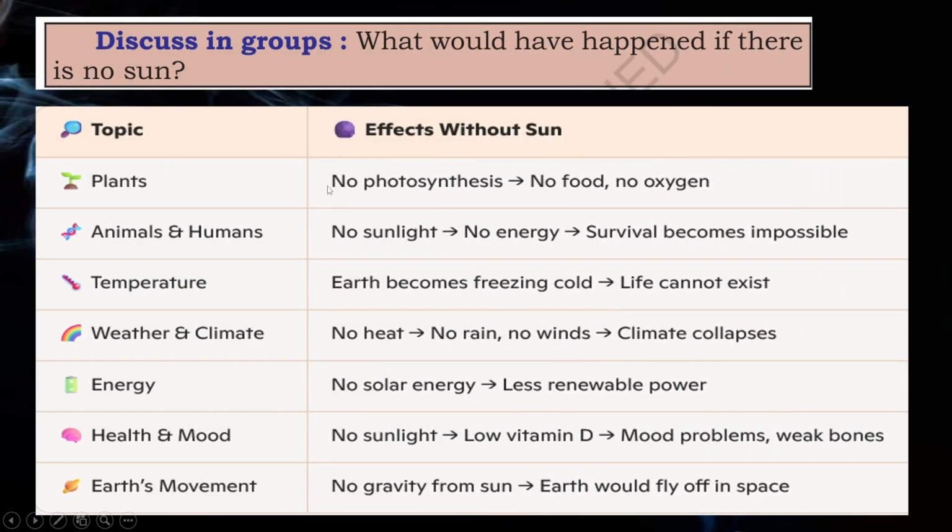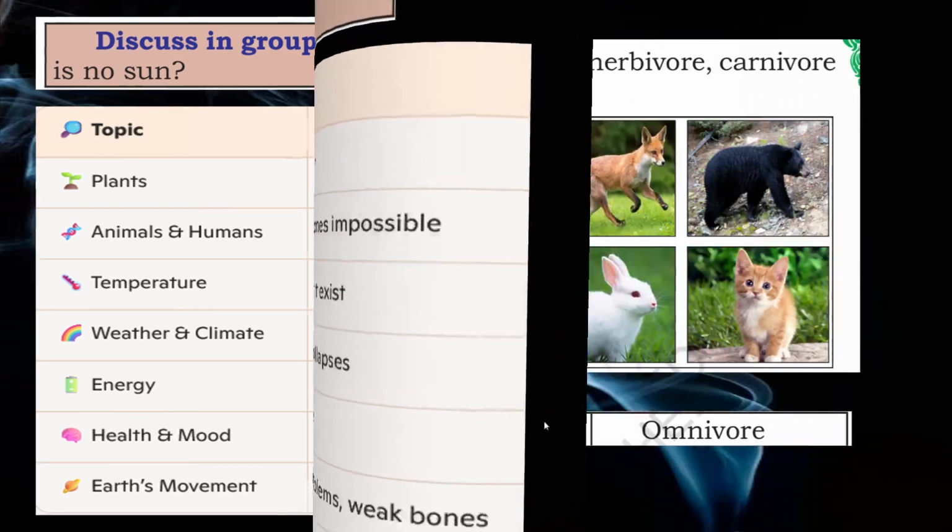Discuss in groups. What would have happened if there is no sun? Plants: no photosynthesis, no food, no oxygen. Animals and humans: no sunlight, no energy, survival becomes impossible. Temperature: earth becomes freezing cold, life cannot exist. Weather and climate: no heat, no rain, no winds, climate collapses. Energy: no solar energy, less renewable power. Health and mood: no sunlight, low vitamin D, mood problems, weak bones. Earth's movement: no gravity from the sun, Earth would fly off into space.